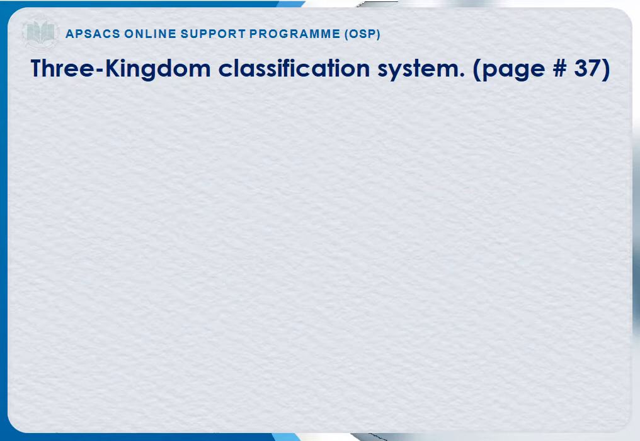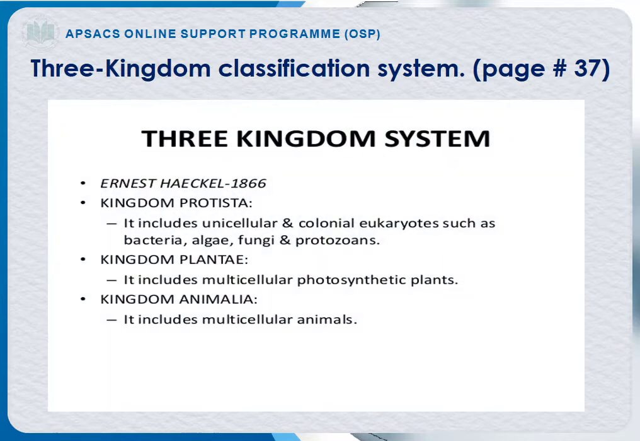Our next topic is Three Kingdom Classification System, textbook page number 37. In 1866, Ernst Haeckel solved the first objection and proposed a third kingdom, that is Protista, to accommodate Euglena-like organisms. He also included bacteria in the kingdom Protista.